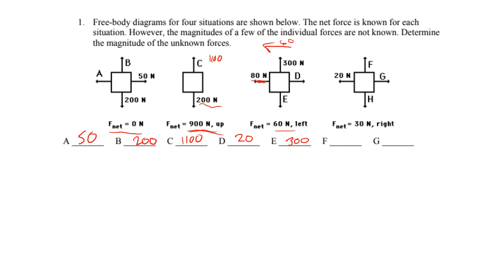Alright, so 30 newtons to the right. So that means, well, I'm going to do G first so I don't have to remember this. So G is going to be 50, because you got to take away 20 and you have to be left over with the right stuff. So F is going to just equal H, whatever H is. It doesn't matter.